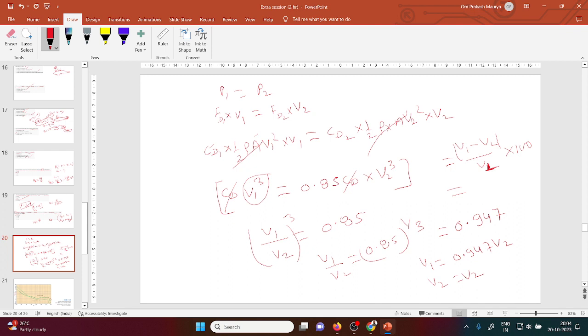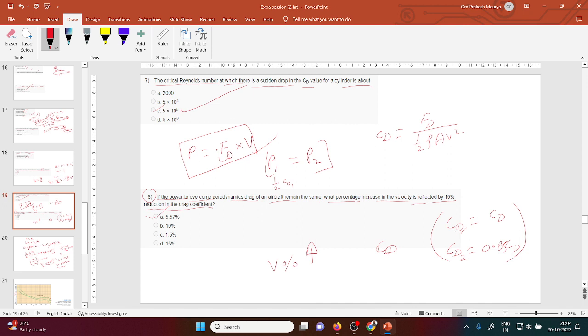Okay. In the question it is given, if the power to overcome aerodynamic drag of an aircraft remains the same, then what percentage increase in the velocity, right? How much will your velocity increase if your drag coefficient is reduced by 15%? Drag coefficient reduced by 15% means what? Previously your drag coefficient was CD, and if you reduce it by 15%, then 0.85 CD will remain, right? Yes, sir.